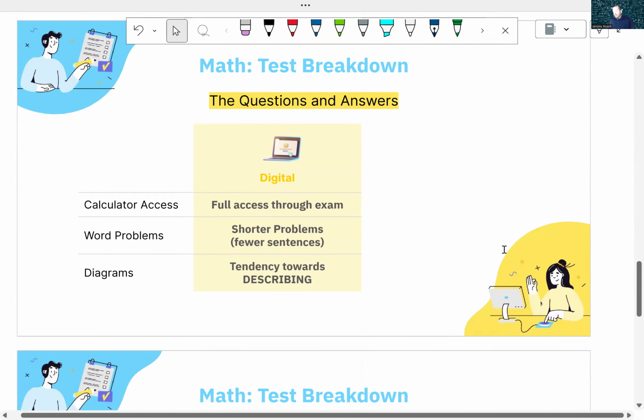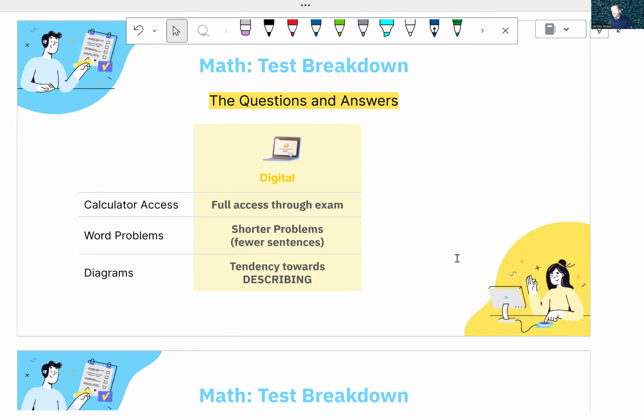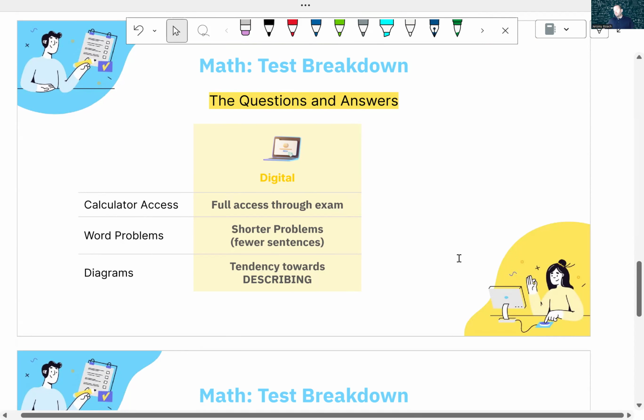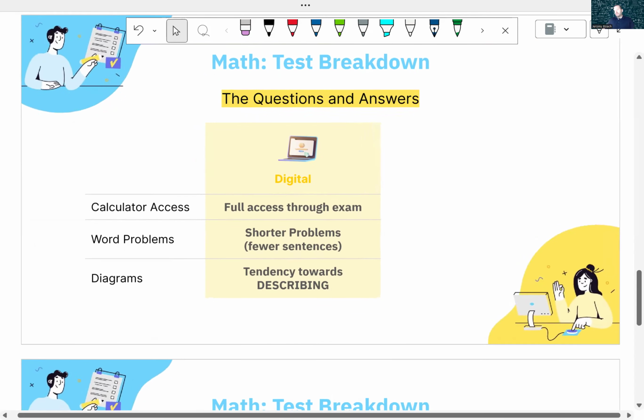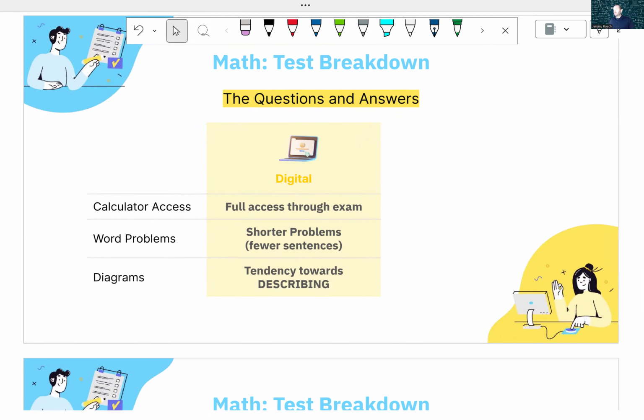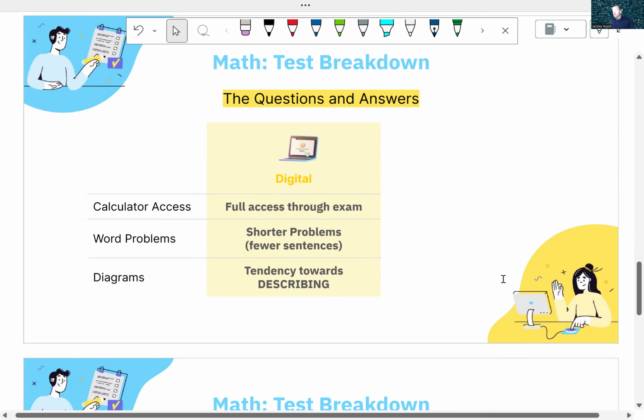There are some word problems in here. The word problems, they can be a little bit tedious sometimes. So just be careful with the wording. We'll go over this individually when we look at specific questions together. You get full access to a calculator on the exam as well. And I believe you can also bring your own graphing calculator if you want to. I would suggest familiarizing yourself with Desmos. We're going to go over Desmos several different times in this course as well.